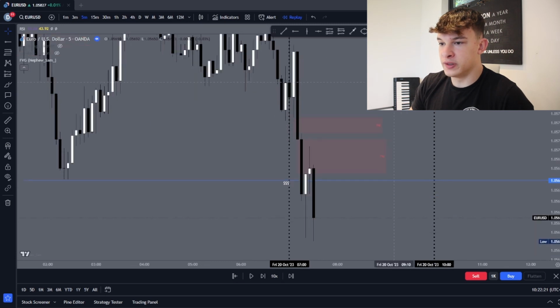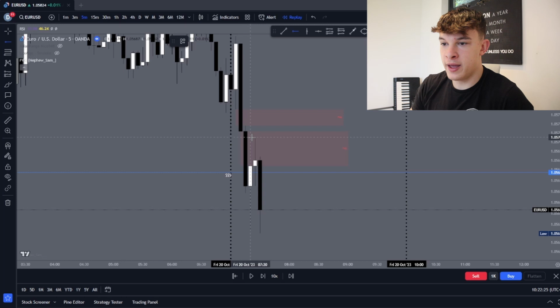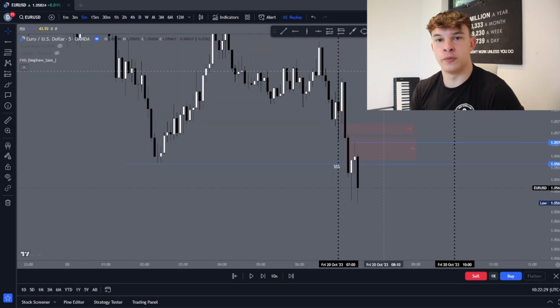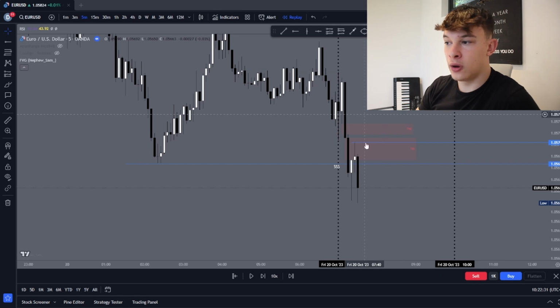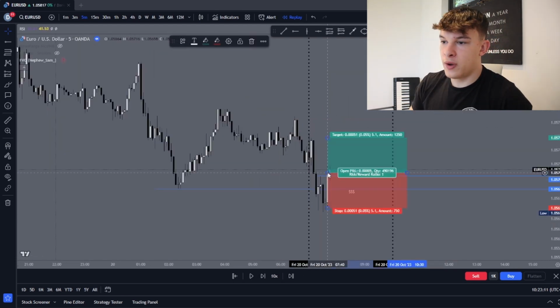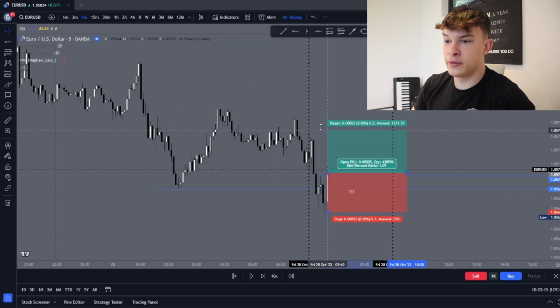Moving on from here, we can see we rejected off of this fair value gap, but more importantly, we created a breaker structure level. So as soon as we get a breaker structure above that point, I was ready to enter long. So playing it through further, we got the breaker structure right here. So had I entered the market at the breaker structure level, we would have had an alright risk to reward, but it wouldn't have been great.